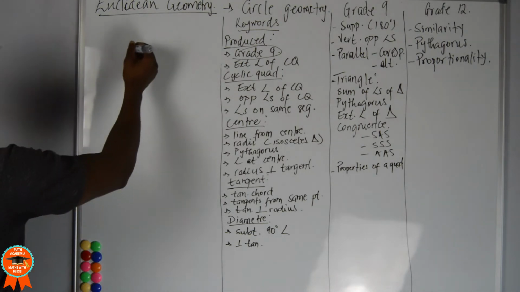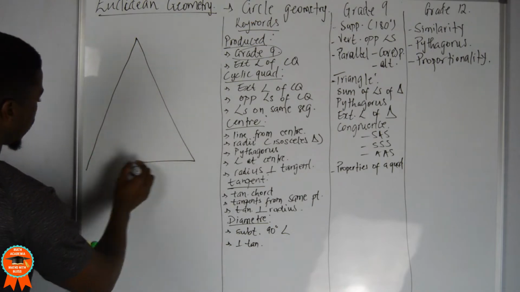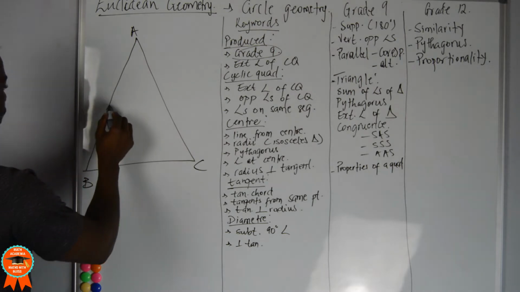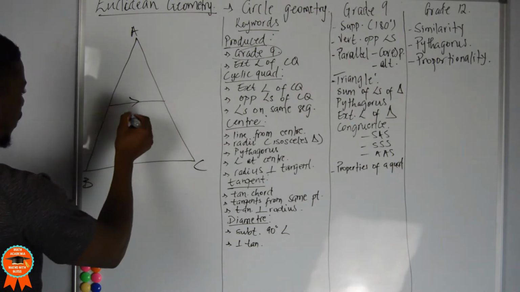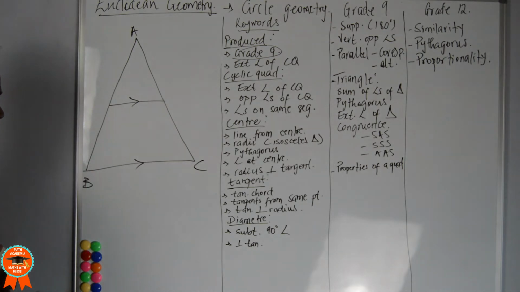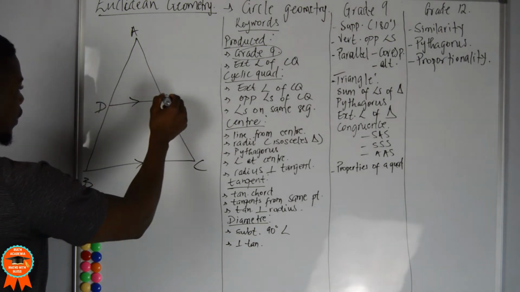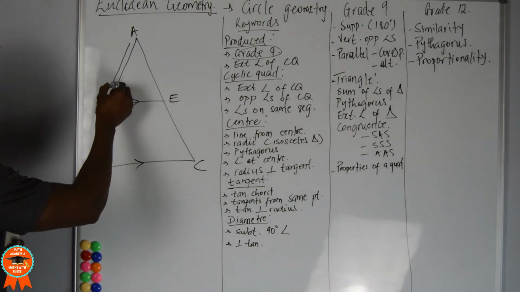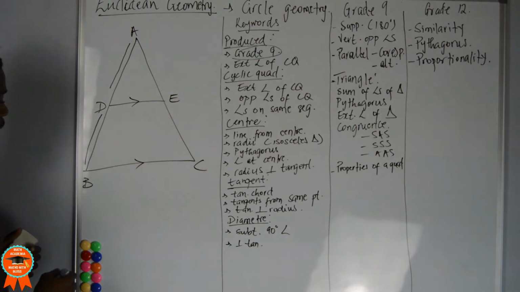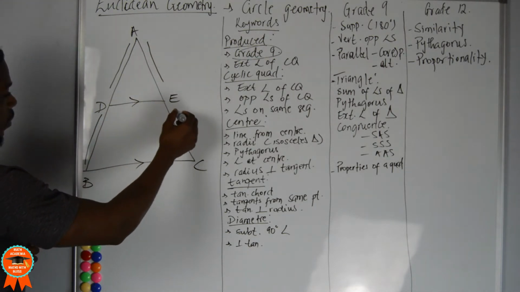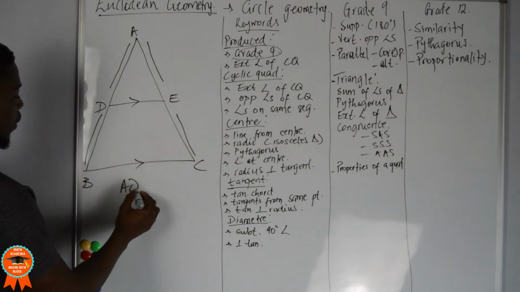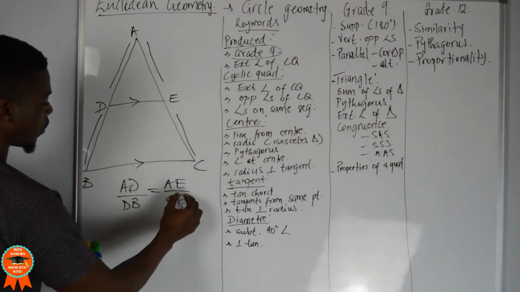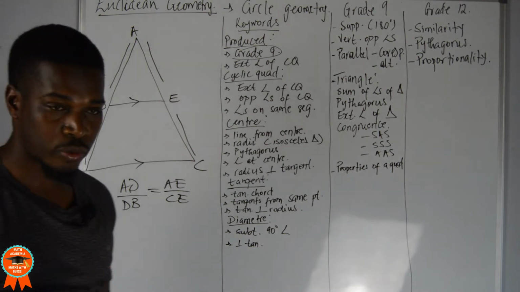The proportionality theorem uses a triangle, and we'll name this triangle ABC. Then on the triangle, they add a line in between, which is parallel to the baseline, and we'll name this one D and E. Then the proportionality theorem says AD over DB is equal to AE over EC. That is proportion number 1.